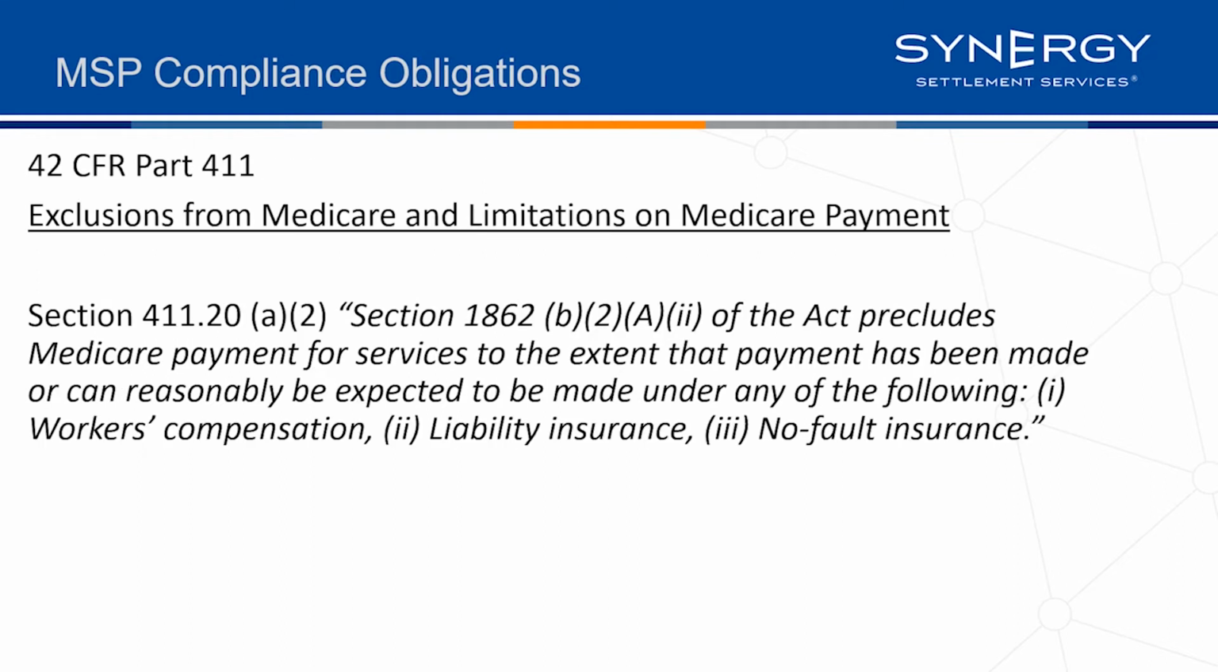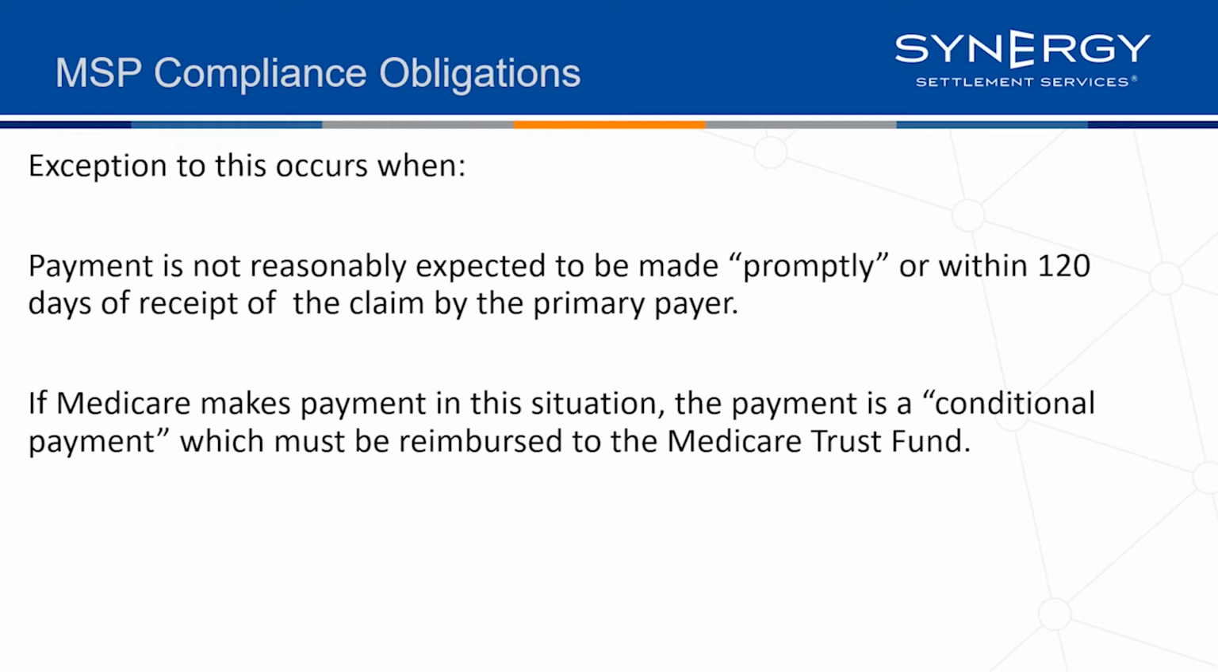And because Medicare is a secondary payer, Section 411.2 of 42 CFR states that Medicare is precluded from making payment for services to the extent that payment has been made or can reasonably be expected to be made under workers' comp, liability, or no-fault insurance plan. Now, even though Medicare is a payer of last resort or a secondary payer, they don't want the Medicare beneficiary to go without treatment after they have an injury. So there is an exception to Medicare being prohibited from making payment.